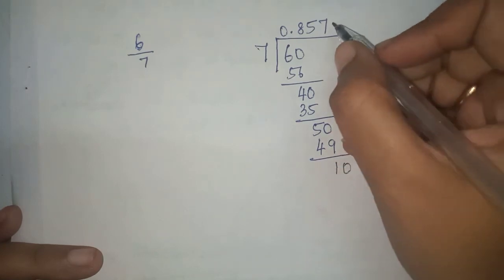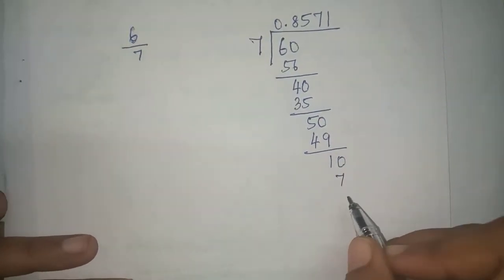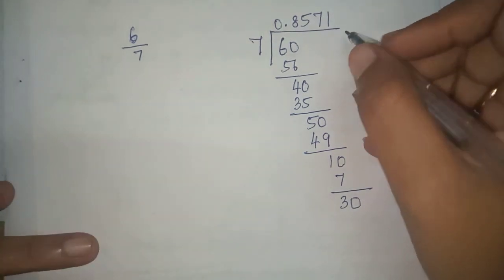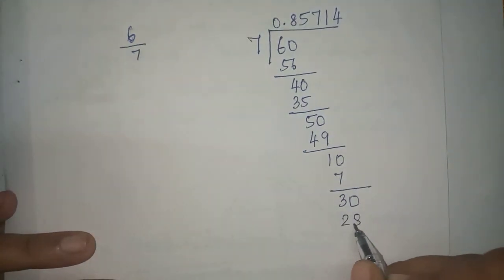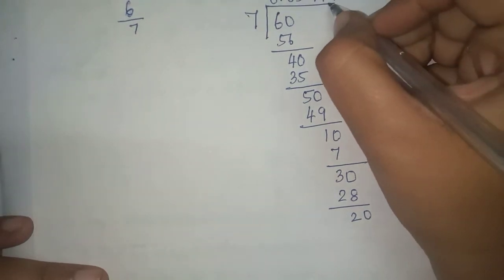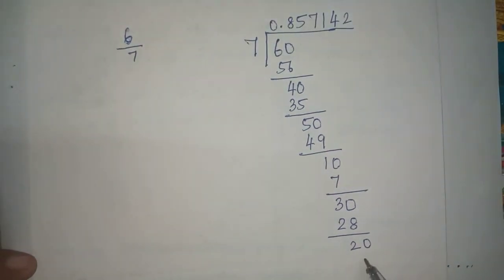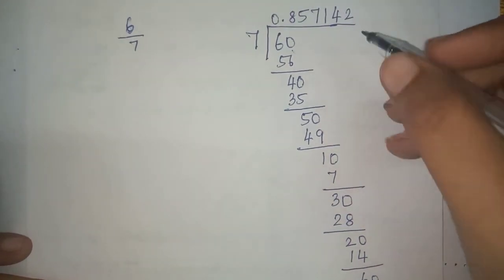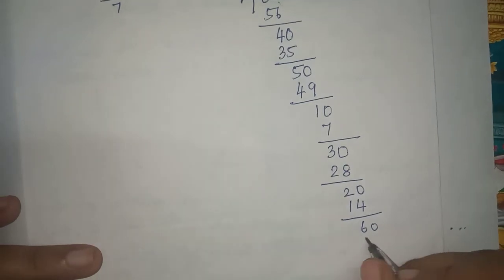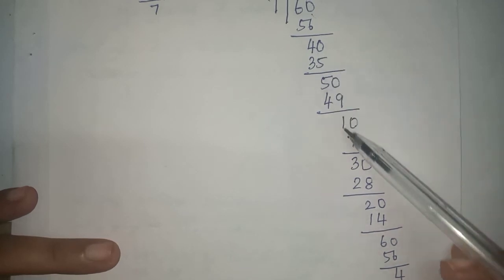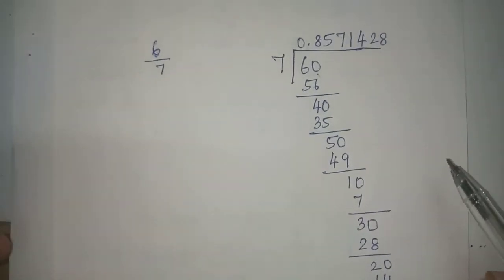Add a 0. Then 1 times 7 is 7. The remainder is 3. Add a 0. And 4 times 7 is 28. So the remainder is 2. Again add a 0. 2 times 7 is 14. The remainder is 6. So add a 0. Again it starts from the first. So you get 8 times 7 is 56. You get the remainder as 4. So after a certain stage the numbers repeat, so you have to stop up to this.